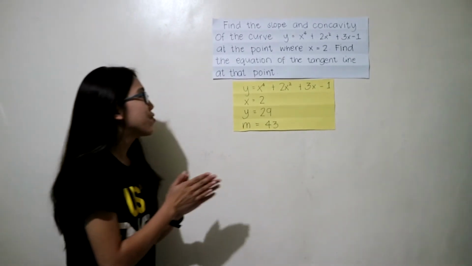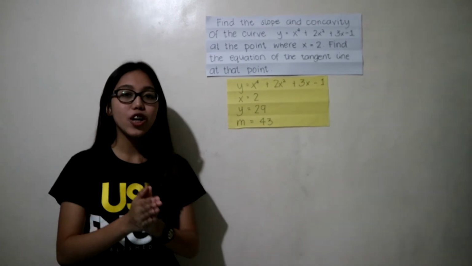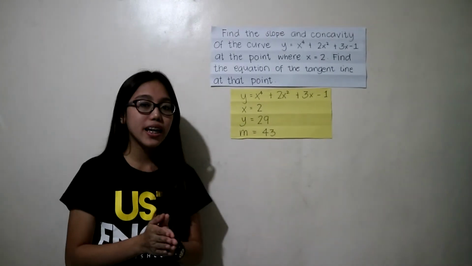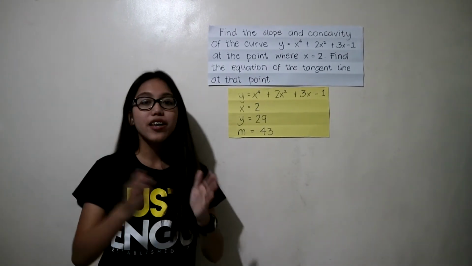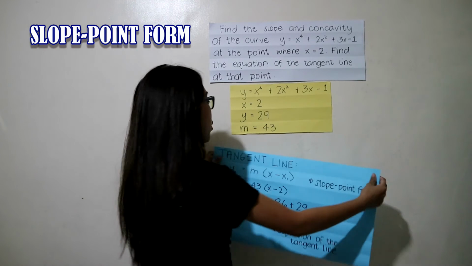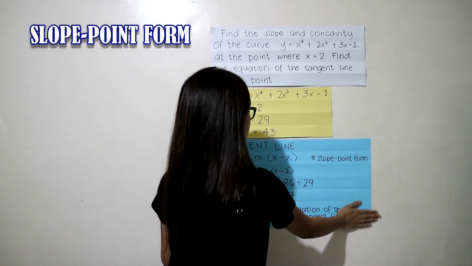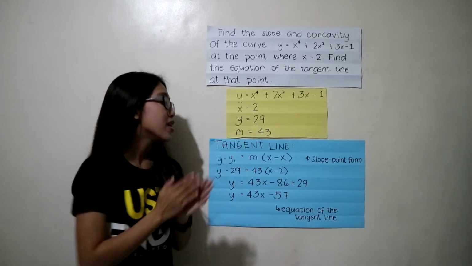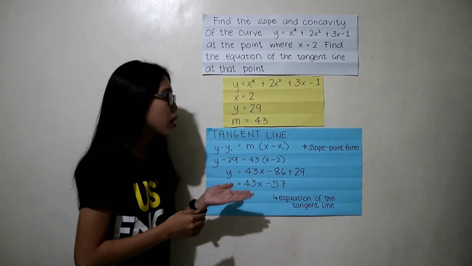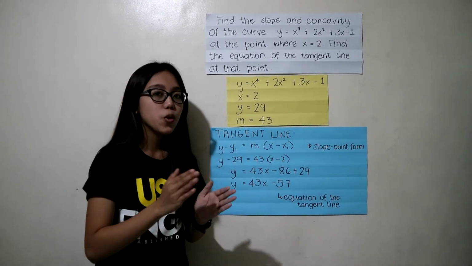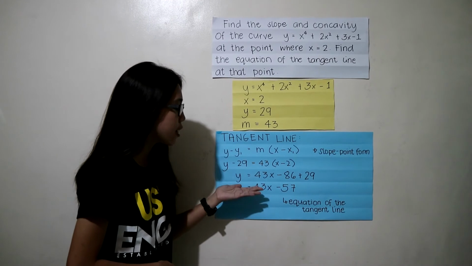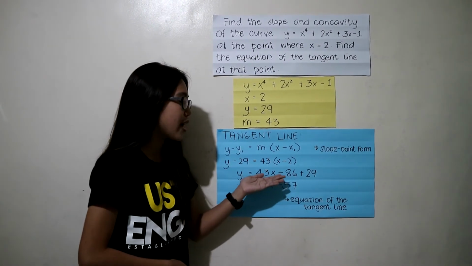Now, we can find the equation of the tangent line at that point using all of our givens, which are x is equal to 2, y is equal to 29, and our slope is equal to 43. In finding the equation of the tangent line, we will be using the point-slope form. The point-slope form is y minus y sub 1 equals the slope multiplied by x minus x sub 1. So we will just substitute all of our givens in the equation. So y minus 29 is equal to 43 multiplied by x minus 2.